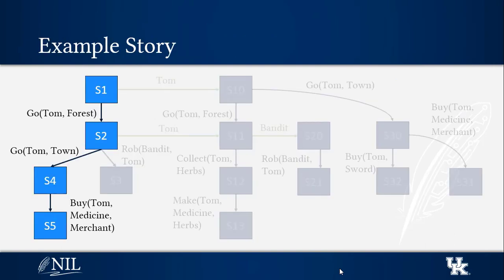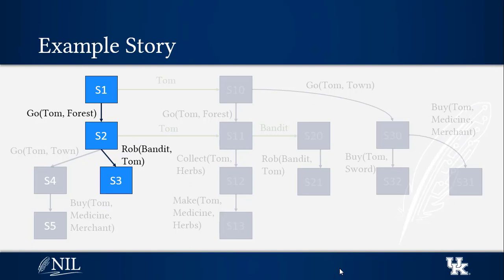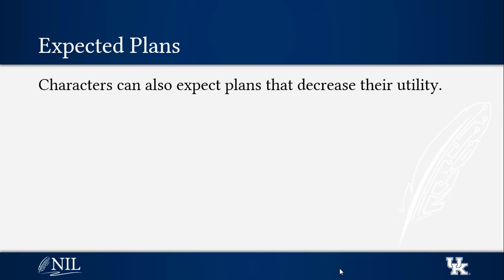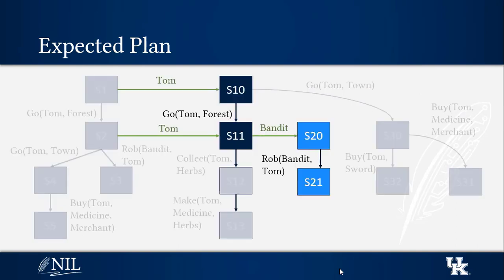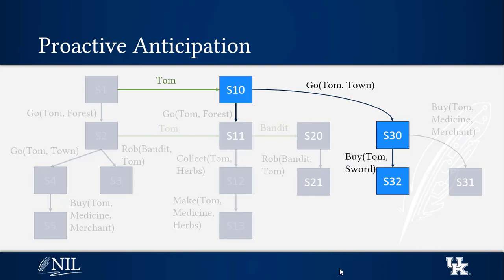An example story is where Tom goes to the forest, but he realizes there are no herbs there, so he goes to the town and buys the medicine. Another story is where Tom goes to the forest and gets robbed by the bandit. It is possible for characters to expect plans that may decrease their utility. For example, Tom could expect that the bandit would and could rob him if he goes to the forest. Our previous model did not keep track of these kinds of plans, but using our new definition of a valid plan, it is possible for characters to proactively anticipate the actions of other characters. For example, Tom could go to the town and buy the sword before going to the forest. I will later explain why this is a valid plan.